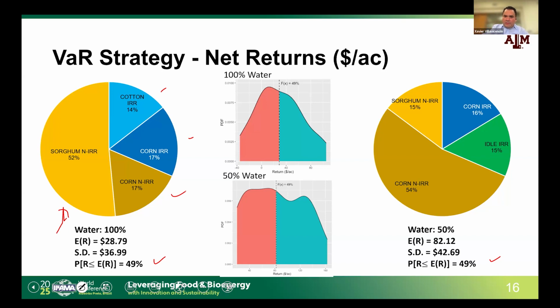When we are restricting the amount of water available, the model tells us that the farmer must increase the amount of corn non-irrigated to be planted. The amount of sorghum non-irrigated is reduced from 52% to 15%, corn irrigated remains basically the same, and we don't plant cotton irrigated anymore. We don't plant cotton here. We are just leaving 50% of the area out.